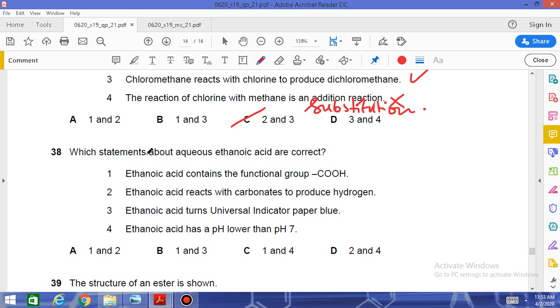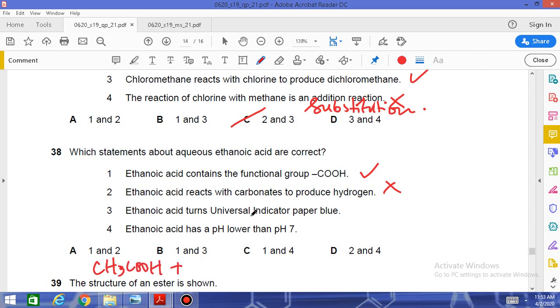38. Which statements about aqueous ethanoic acid are correct? Ethanoic acid is a weak acid. Remember, all carboxylic acids are weak acids. Ethanoic acid contains the functional group COOH. Yes, this is the carboxyl group. Ethanoic acid reacts with carbonates to produce hydrogen. It's wrong. Okay, let's see.